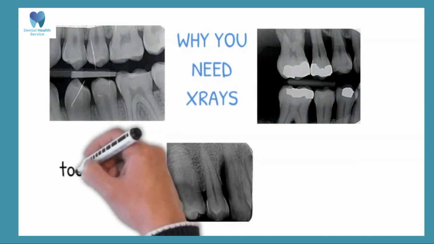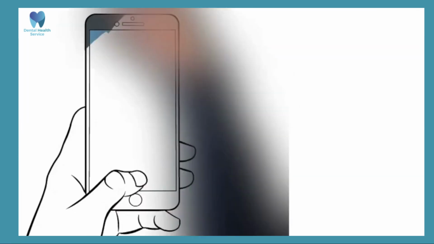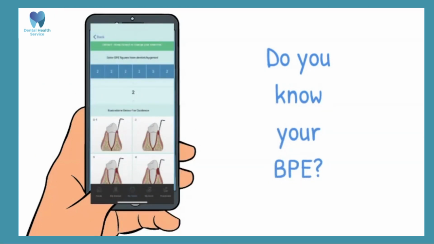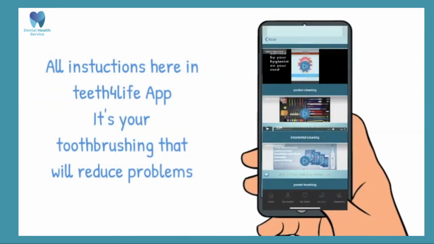As part of your dental examination, we monitor your gums, taking a score which is called a BPE, which is explained within the app. Improve your BPE and your teeth will last longer. There are some videos within the app as well as a scoring system to help you do this.